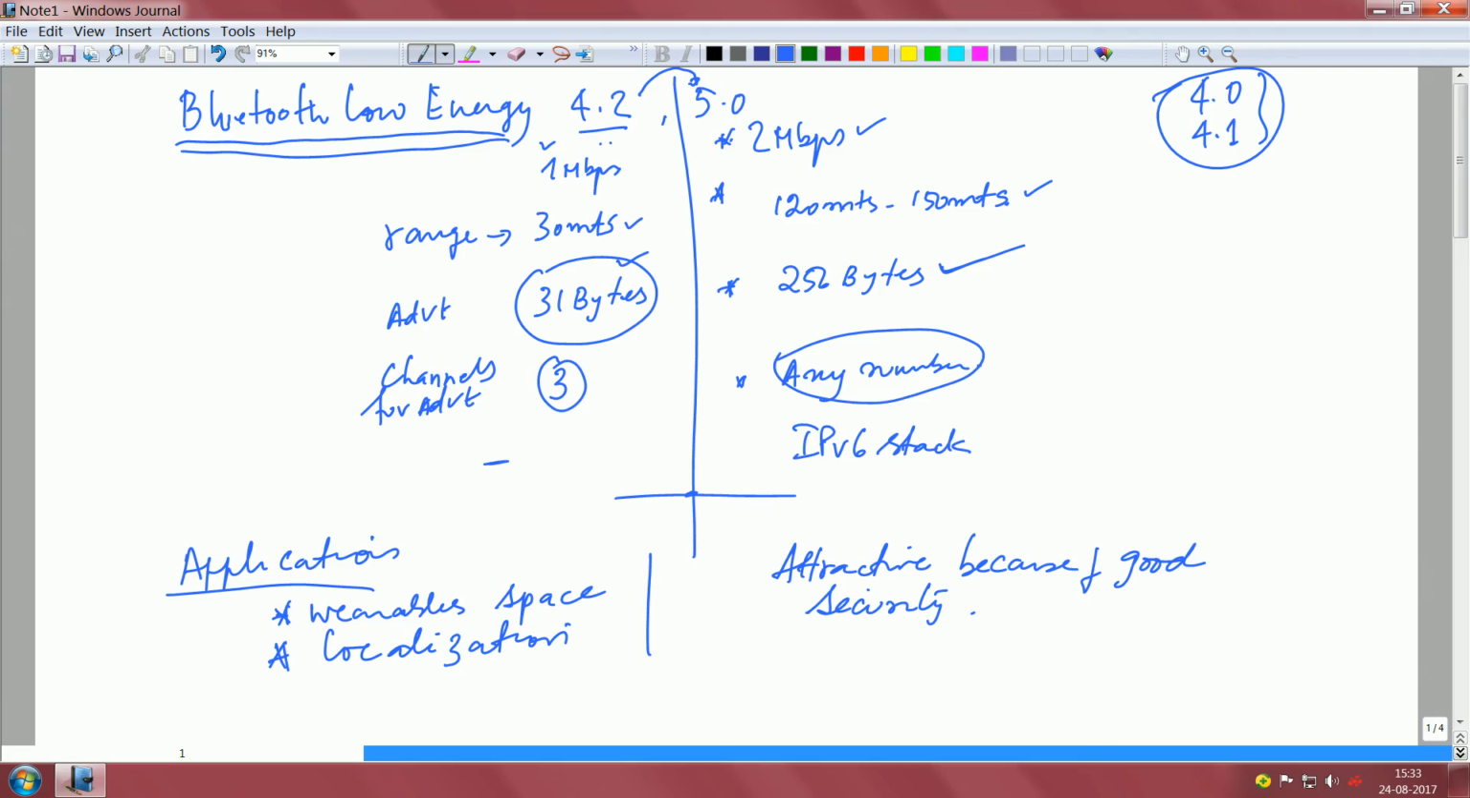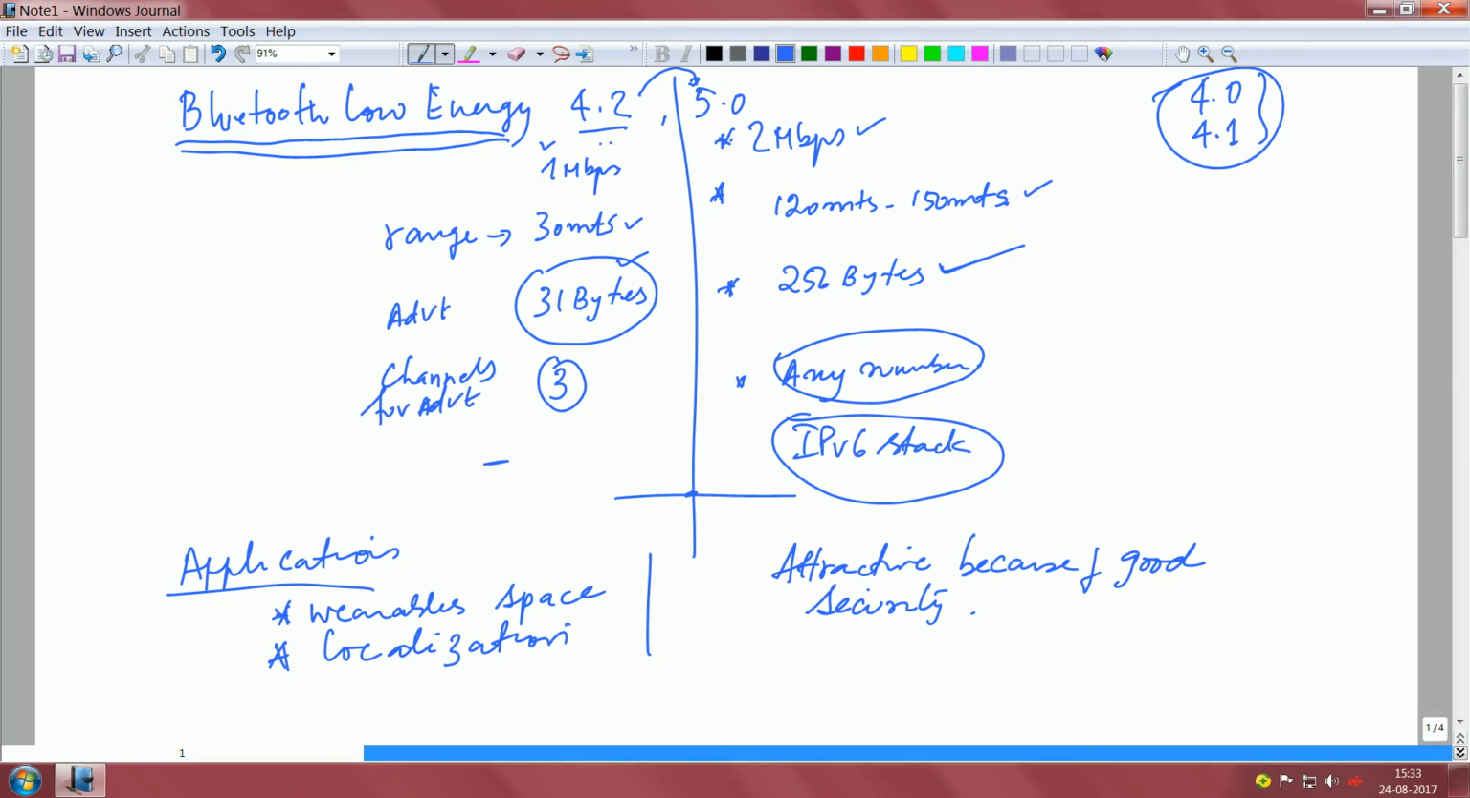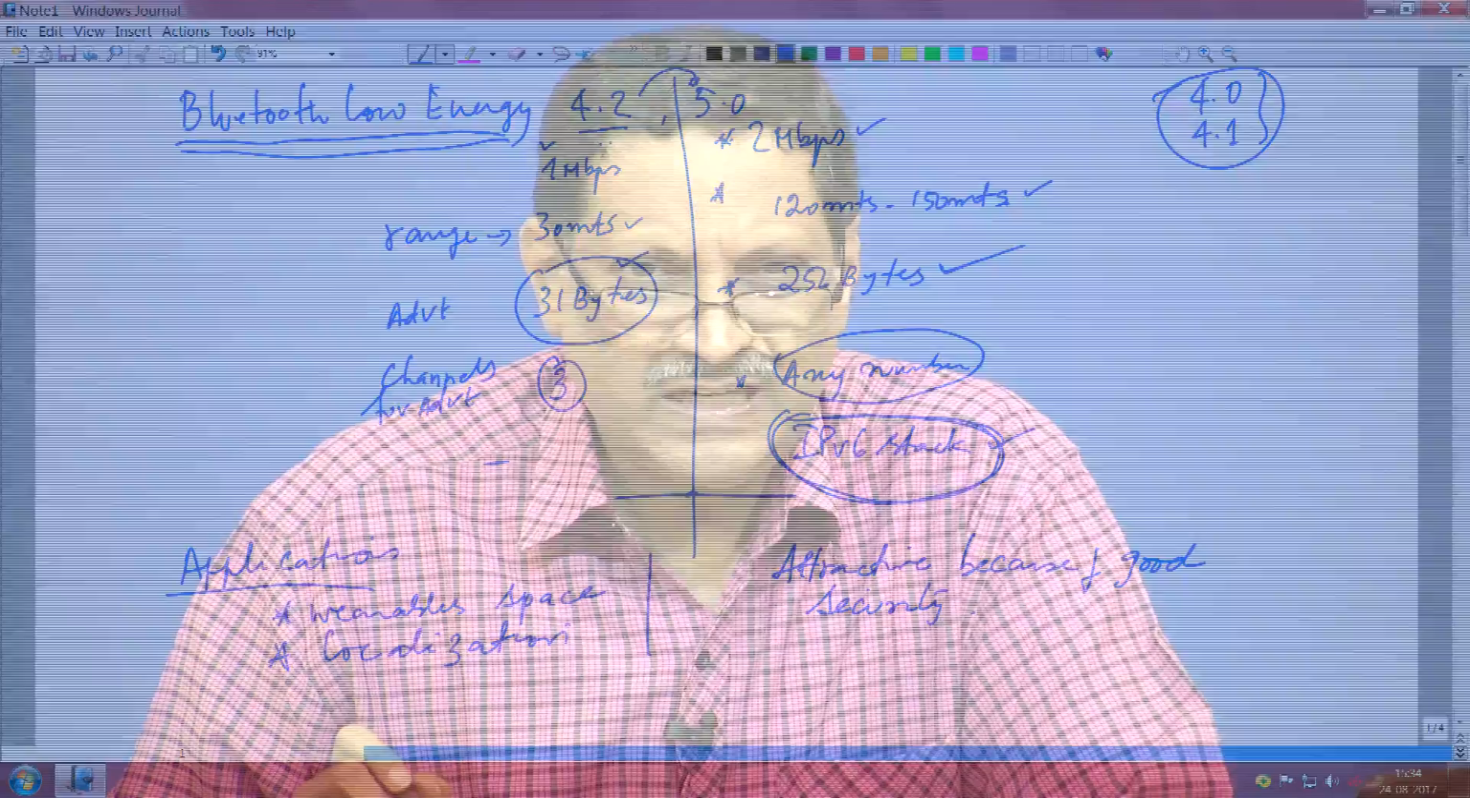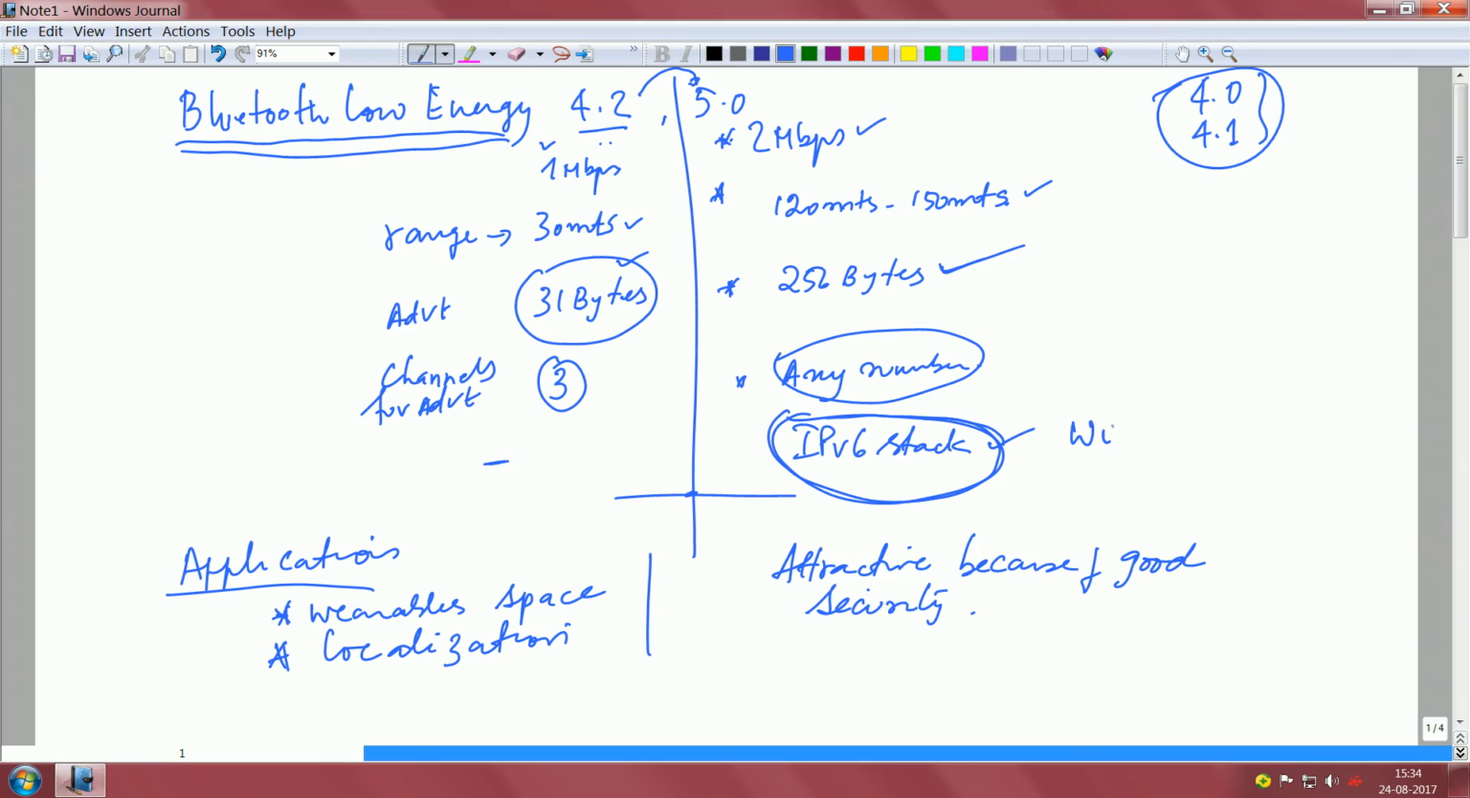Last but not the least, very attractive, you get the IP stack available on 5.0. It is pretty hot at the moment. I have not seen devices which have started using the IPv6 stack already, but this is becoming a big standard now, and I think this will become the closest cousin to Wi-Fi because it will offer you full IP connectivity and so on.